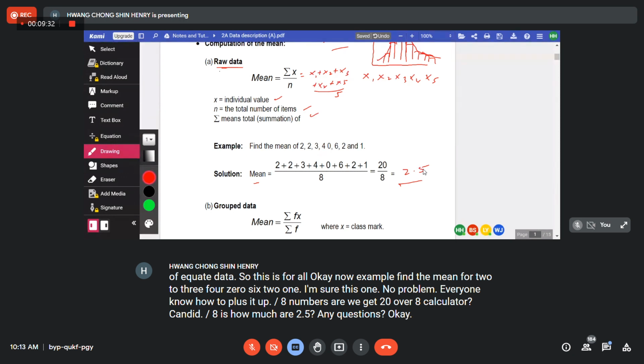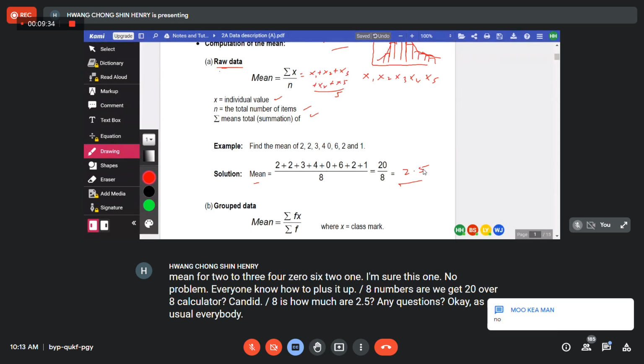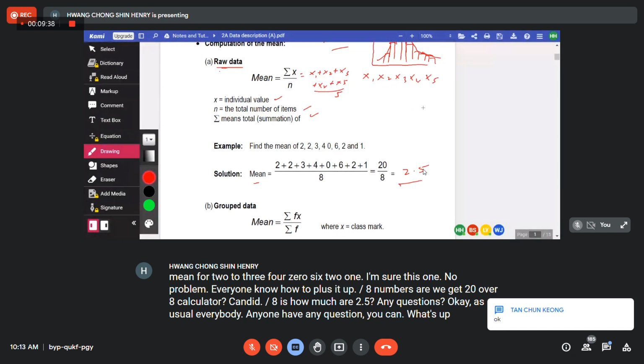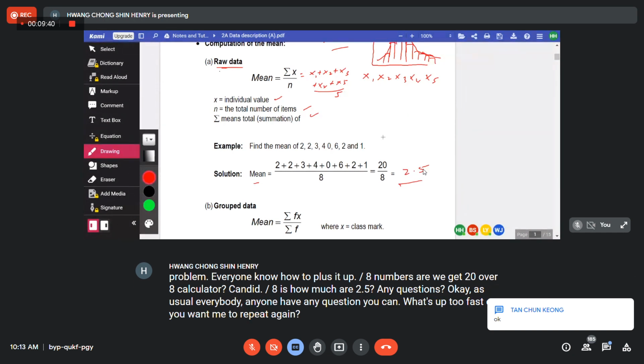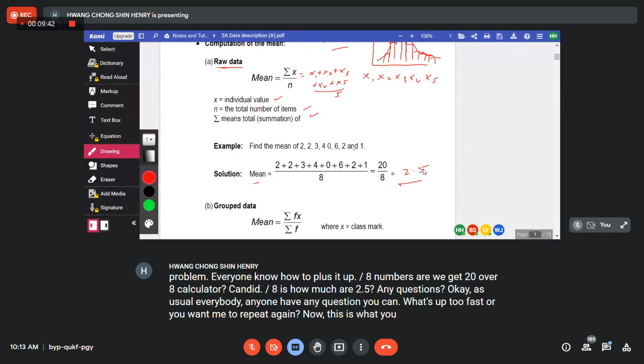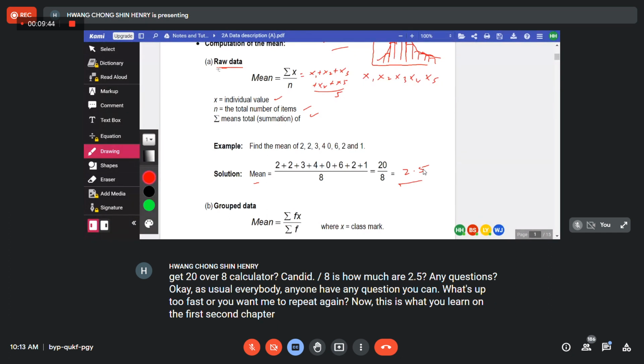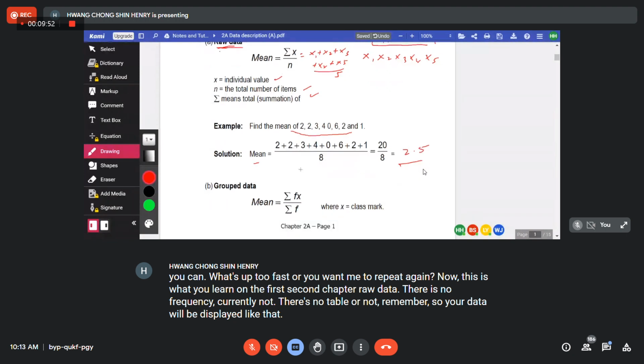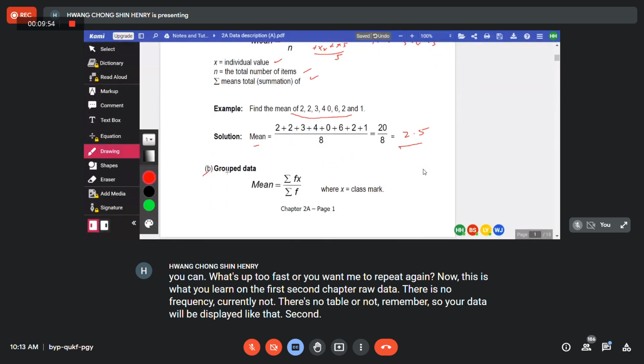Okay. As usual, everybody, if anyone has any question, you can voice up if I'm too fast or you want me to repeat again. Now, this is what you learned in the first and second chapter, raw data. There is no frequency, correct? There's no table, remember? So your data will be displayed like that.